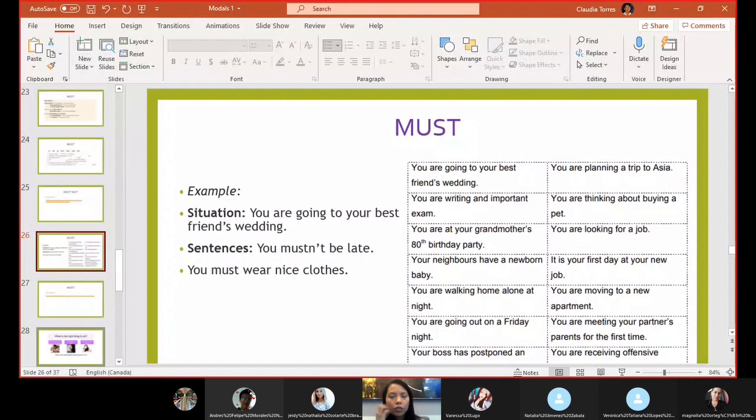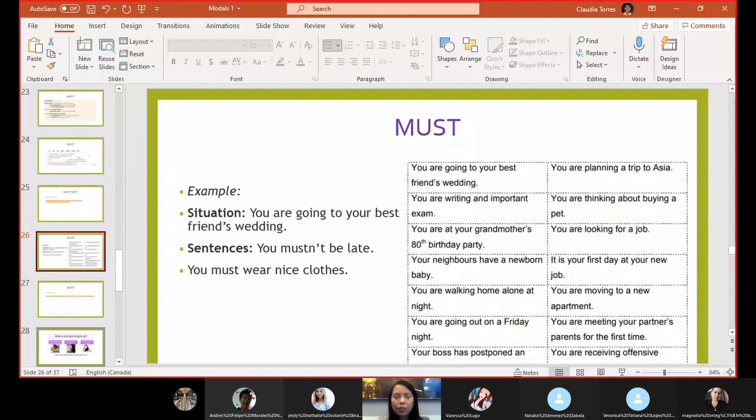Okay, so pay attention. The question is, you are thinking about buying a pet, adopting a pet. So what must you do? I must select the type of pet. I don't know. Oh, the breed. Like the breed. Breed is the kind of dog, similar to raza. Yes. In this case, I must select the breed of my pet.